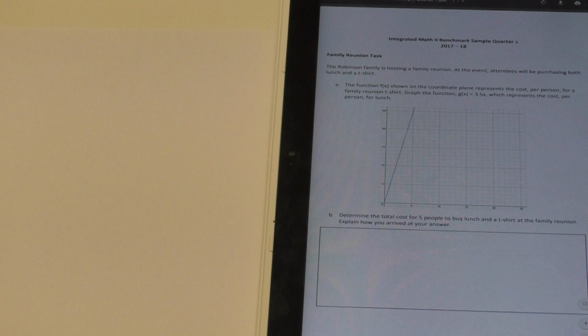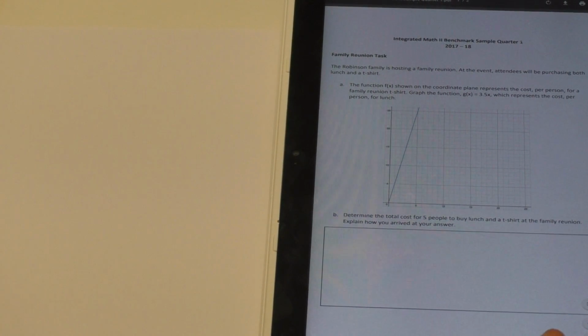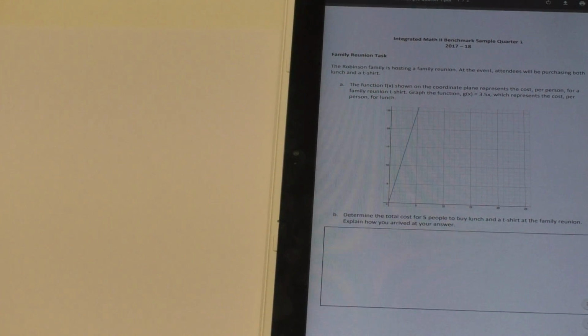Okay guys, so I'm going to show you how to do this benchmark sample 1 question that you had on your first test and that we're working on in class. Just a quick review of it. The Robinson family hosts a family reunion, and at the event, attendees will be purchasing lunch and a t-shirt. Function f of x shown on the coordinate plane represents the cost per person for a family reunion t-shirt. Graph the function g of x, which represents the cost per person for lunch.